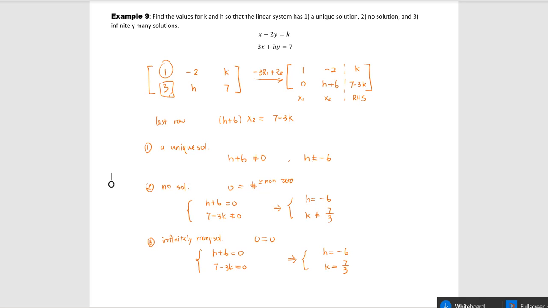Okay, so in section 3.2 we talked about Gaussian elimination and echelon form. If you have questions, feel free to ask me.